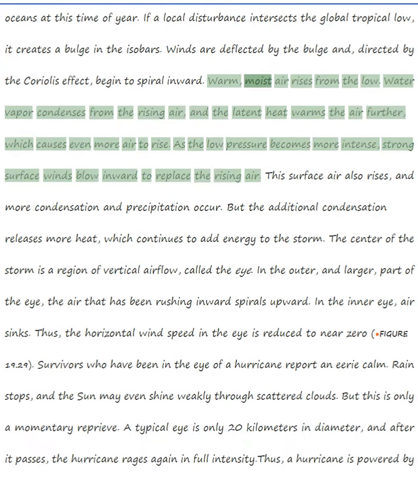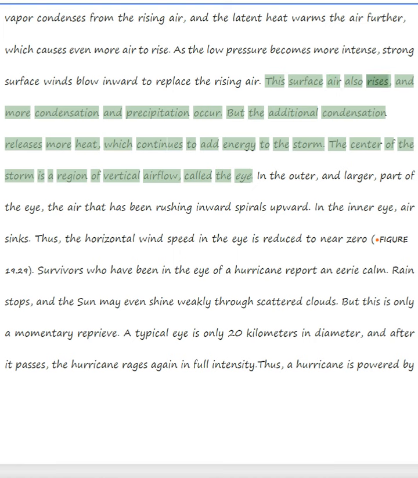Warm, moist air rises from the low. Water vapor condenses from the rising air, and the latent heat warms the air further, which causes even more air to rise. As the low pressure becomes more intense, strong surface winds blow inward to replace the rising air. This surface air also rises, and more condensation and precipitation occur. But the additional condensation releases more heat, which continues to add energy to the storm.